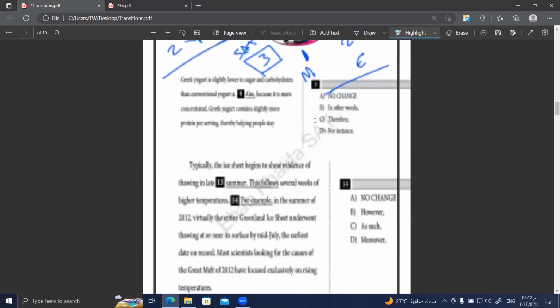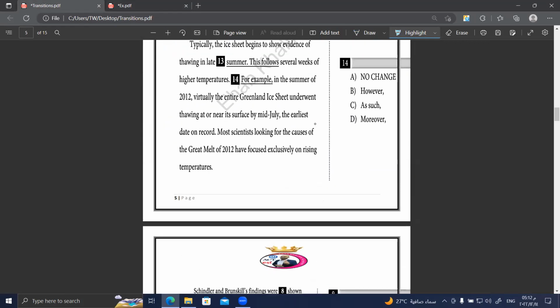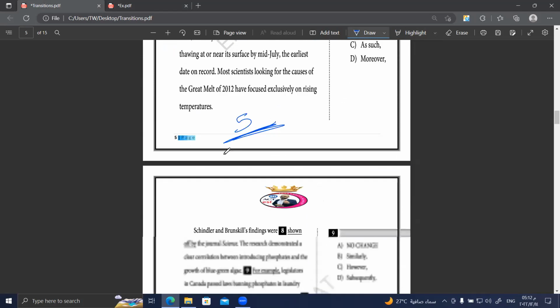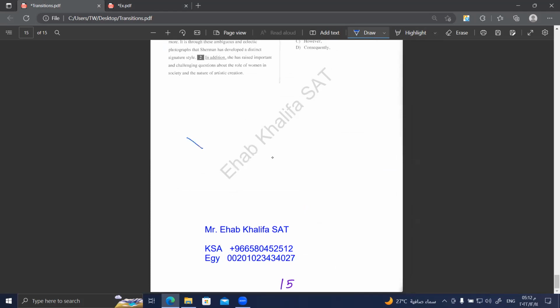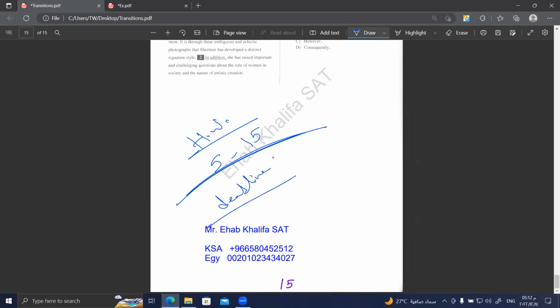The homework is from page 5. From page 5 to the end of the sheet. From page 5 to the end of the sheet. This is homework from 5 to 15. The deadline tomorrow, 7 p.m. Have a great day.